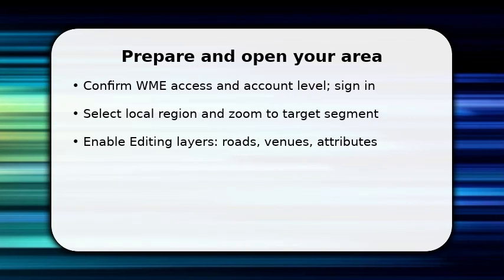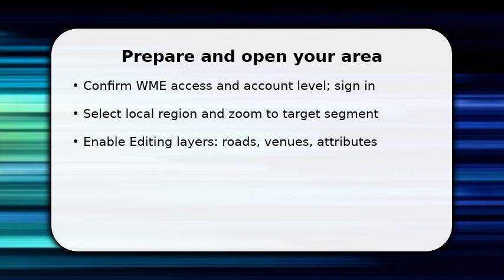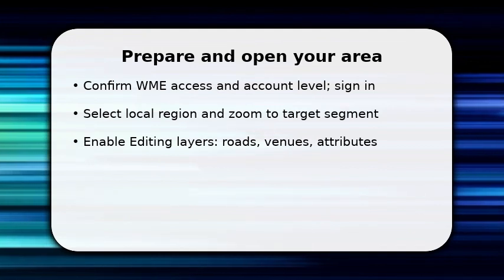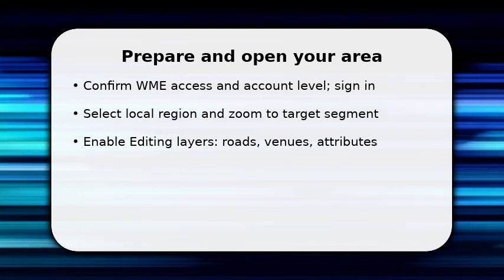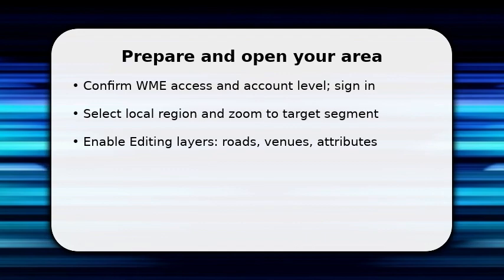You start by signing into Waze Map Editor and choosing the exact area you'll edit. This ensures you're in the right jurisdiction and have permissions. Once done, zoom to the street or junction you'll modify, because precise zoom reduces mistakes and speeds selection. Make sure the editing layers for roads, attributes, and places are enabled so you can see all editable elements. This helps you avoid missing constraints or hidden objects when you begin your first change.